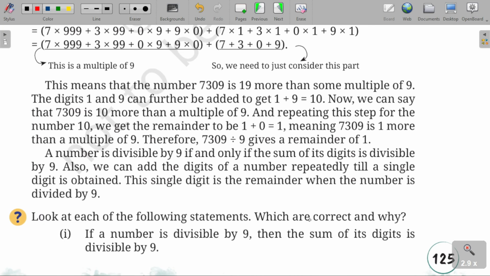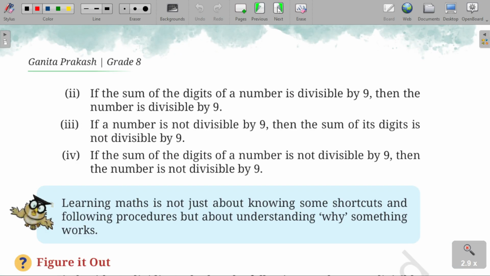Now look at the following statements, which are correct and why. If a number is divisible by 9, then the sum of its digits is divisible by 9. Just check it out. If a number is divisible by 9, say 18, then the sum of its digits is divisible by 9. So I think it's true, right? If the sum of the digits of a number is divisible by 9, then the number is divisible by 9. So yes, this is also true.